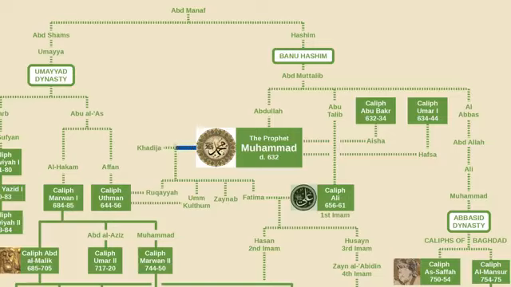Muhammad's first wife was named Khadija. He was married to her and only her for about 25 years. Prior to marrying Muhammad, she was actually a wealthy merchant in her own right. Together, they had 3 sons and 4 daughters. All 3 sons died at a young age, but the 4 daughters lived to adulthood.